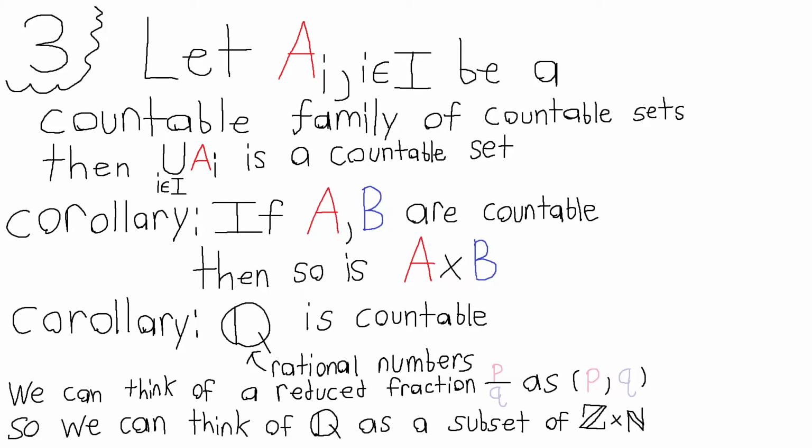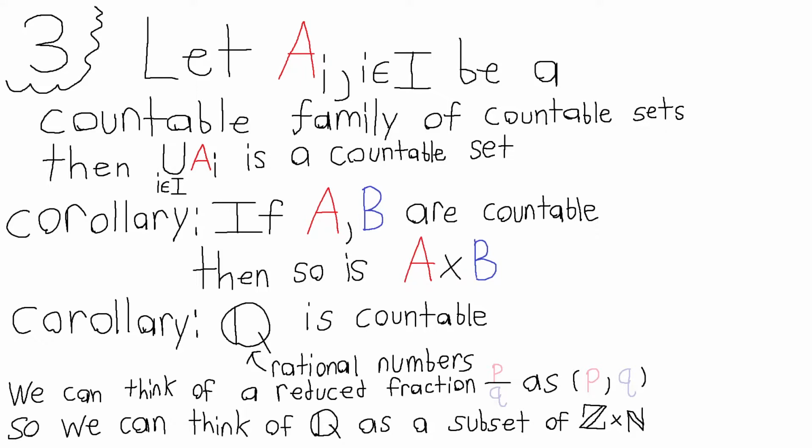This means that there's a one-to-one correspondence between the rational numbers and a subset of the integers cross the natural numbers. So in a sense, we can view the rational numbers as being a subset of this set. The integers and the natural numbers are both countable, so their Cartesian product is also countable. Every subset of a countable set is countable, so we conclude that the rational numbers are countable.